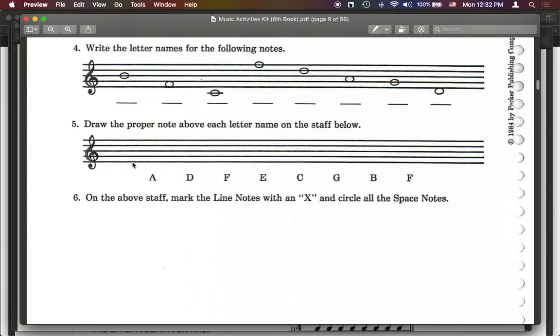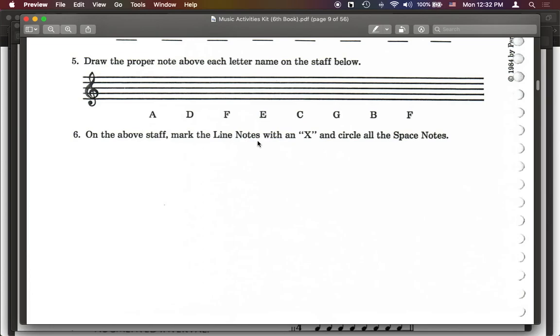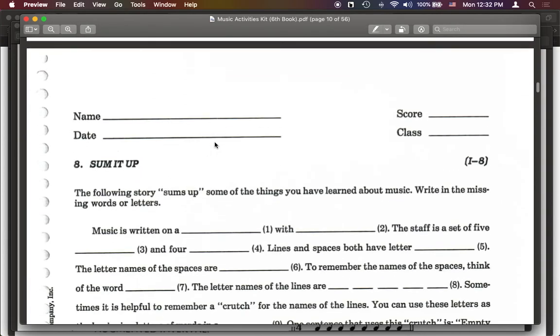Here you're actually going to draw the notes. A is part of face, F-A-C-E. So first space F, second space A, I would draw right there. And then it says mark the line notes with an X and circle all the space notes. So look at all these notes that you drew here and mark them like it says.